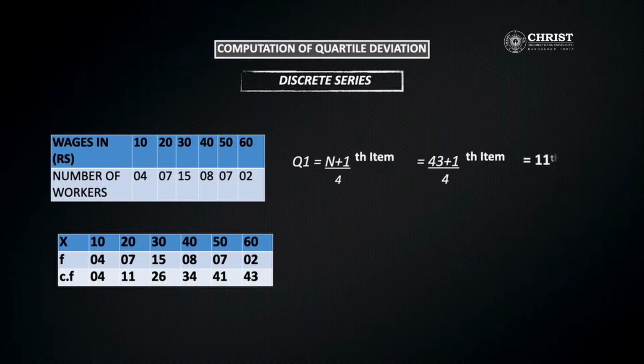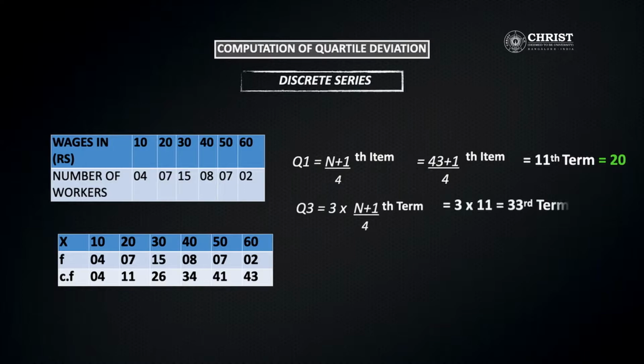Here n is the cumulative frequency total, 43 plus 1 divided by 4. So Q1 you will get as rupees 20. Q3 is 3 into n plus 1 by 4. So that is 3 into 11th item, that is the 33rd item, that is 40.